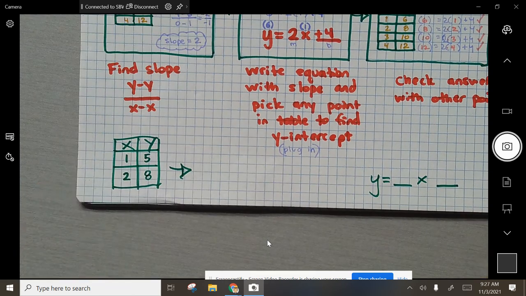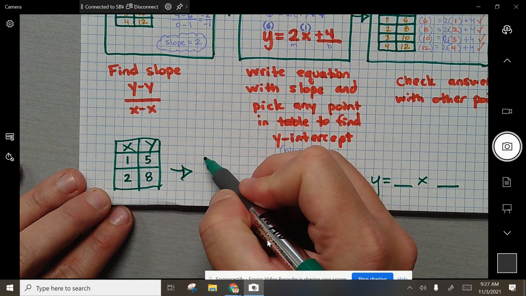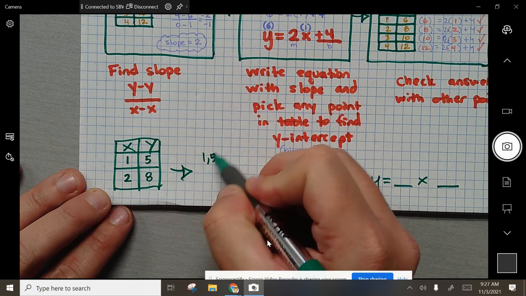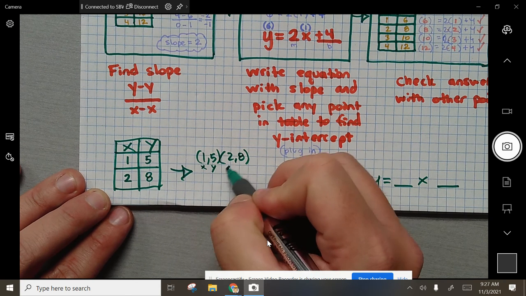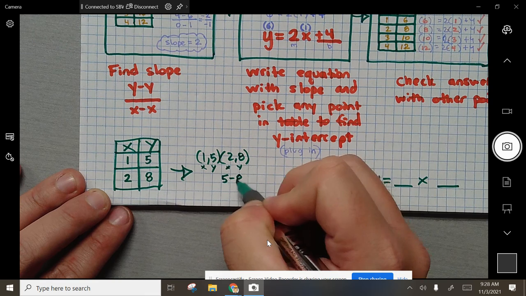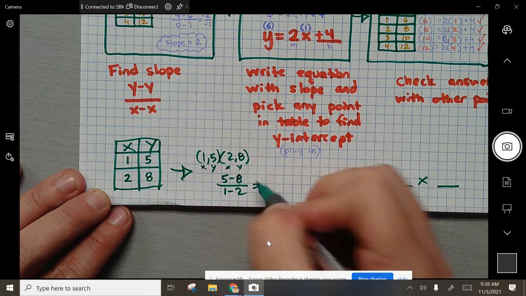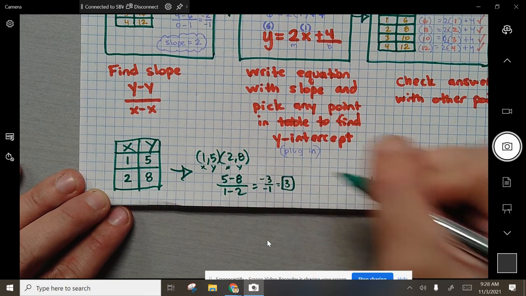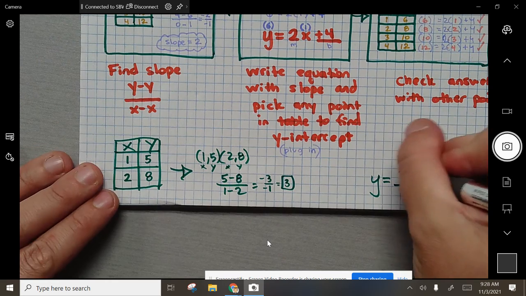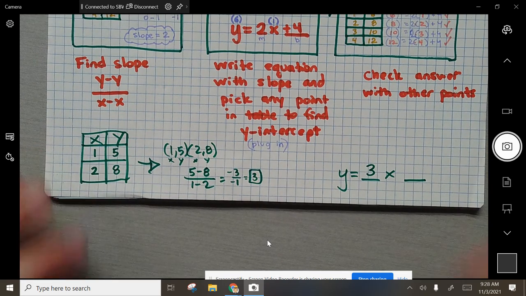Okay, so hopefully you were able to do 1 and 5. You read it out again. 2, 8. I know we're good with slope. We know how to find slope. 5 minus 8, 1 minus 2. Negative 3 over negative 1, which equals positive 3. 3 goes here. All right, that part's not difficult. The part you learned today was plugging in.